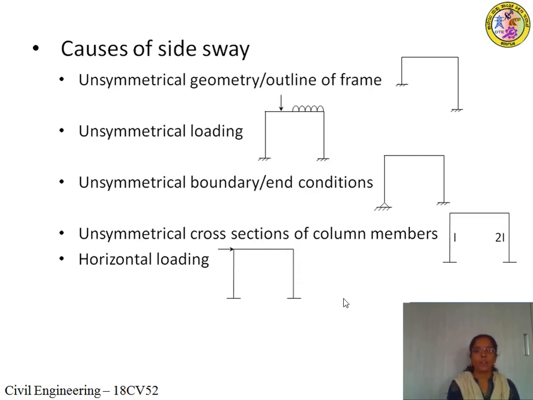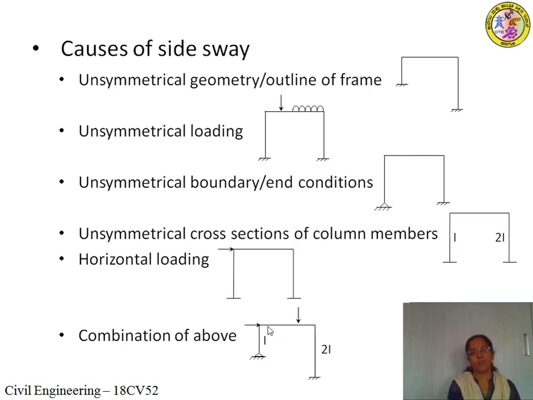Next, apart from this, it may be a combination of all these. If the frame is subjected to a combination of any of these, then also the frame will undergo sway. Here you can see it has an unsymmetrical outline, unsymmetrical boundary conditions, unsymmetrical column cross sections, unsymmetrical loading as well as horizontal loading.